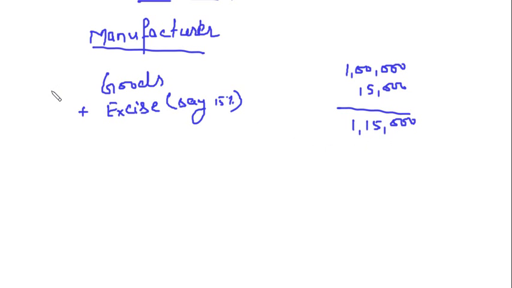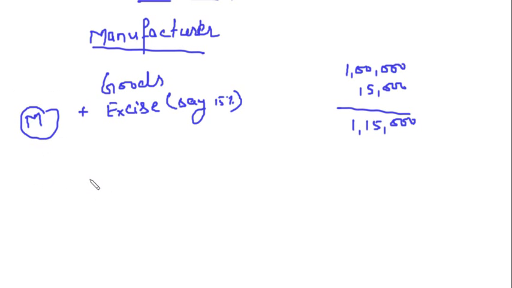So the excise duty is paid whenever there is a manufacture. As soon as you manufacture the goods, your liability to pay the excise duty to the government arises. That means as soon as you have made a product, you have to pay excise duty on the cost of that product. Say you produced goods worth rupees 1 lakh, you pay 15% excise, 15,000, so your cost increases to 1,15,000.